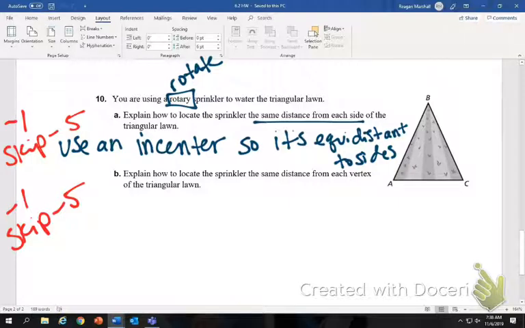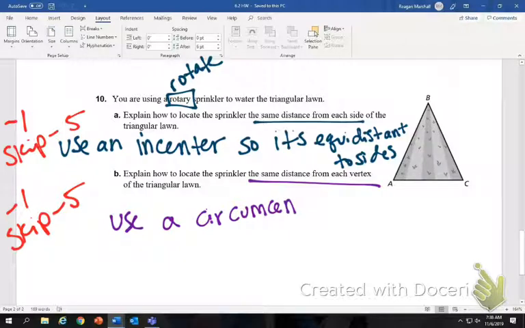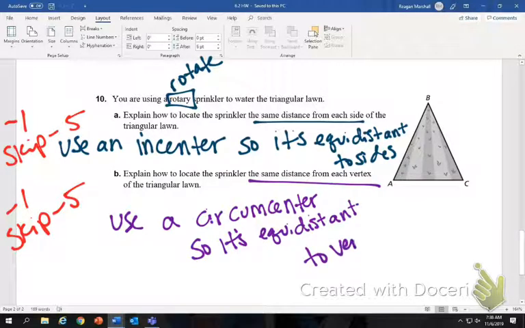Letter B, explain how to place the sprinkler the same distance from each vertex. So you would use a circumcenter. Use a circumcenter so it's equidistant to the vertices. Remember, vertices is plural of vertex.